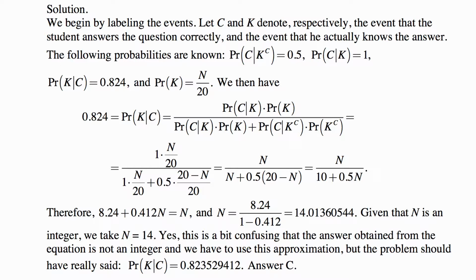This is a bit confusing because the answer is supposed to be an integer. But the problem really should have said the probability of K given C is 0.832529412. And then you probably would have gotten exactly 14. Anyway, the answer is C.